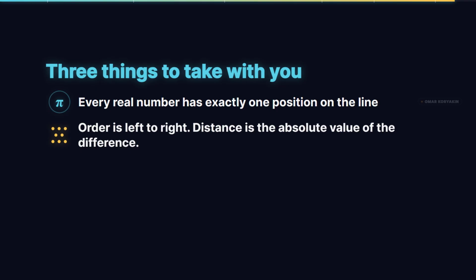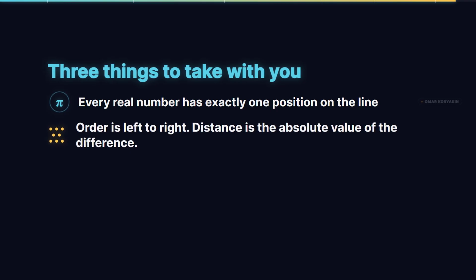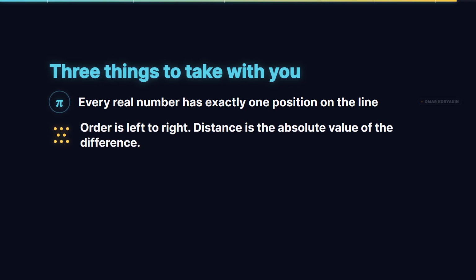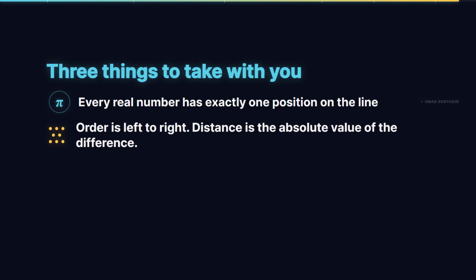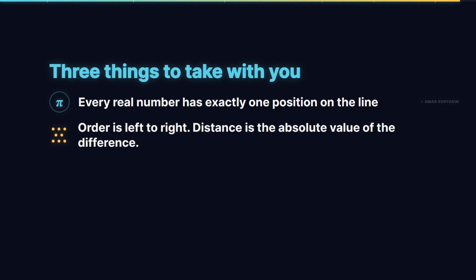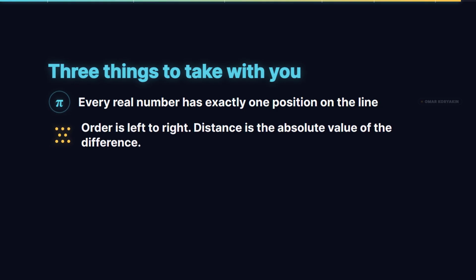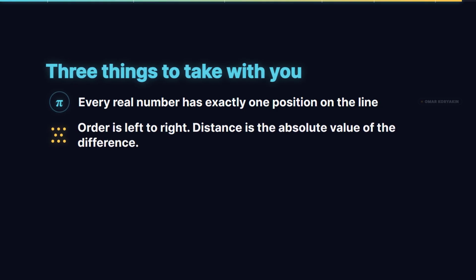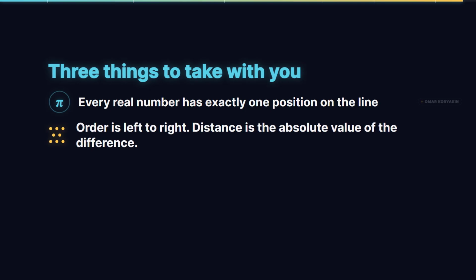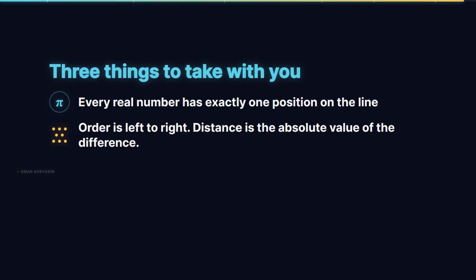Second, comparing two numbers means comparing their positions on the line. Whichever number sits further to the right is the greater one. To find the distance between two numbers, take the absolute value of their difference, which gives a positive answer no matter which order you write them in.